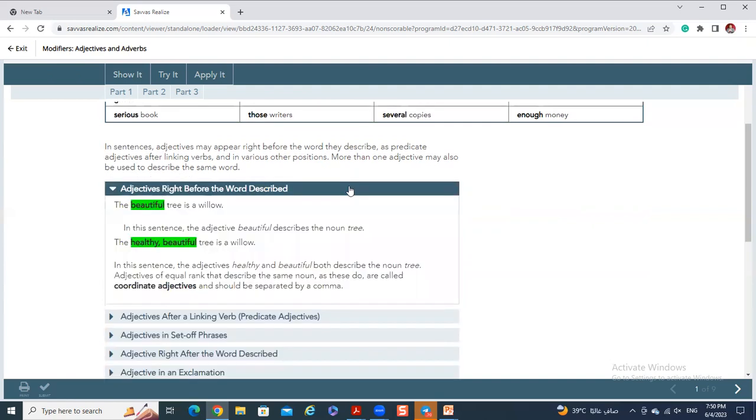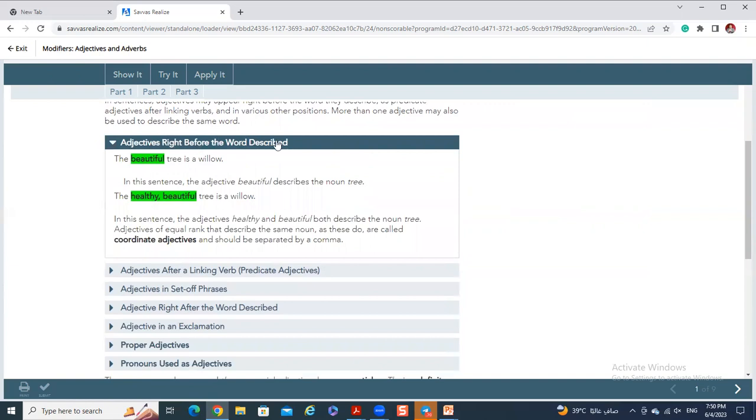Like in this example, the adjective right before the word describes it: beautiful tree. So beautiful describes tree. We can say beautiful willow. Here, the healthy, beautiful tree, the same thing. And this we call coordinate adjectives.